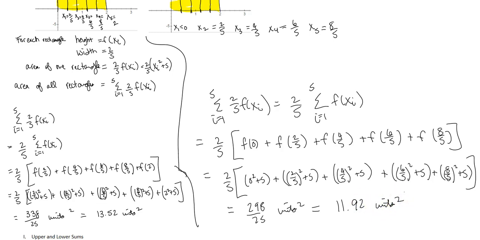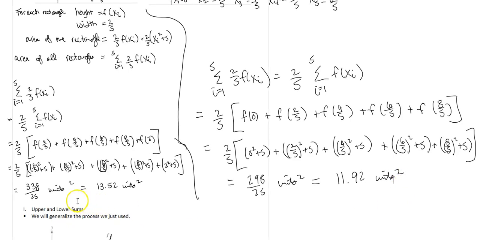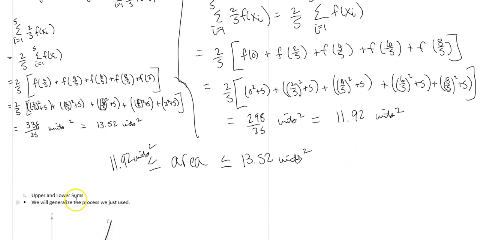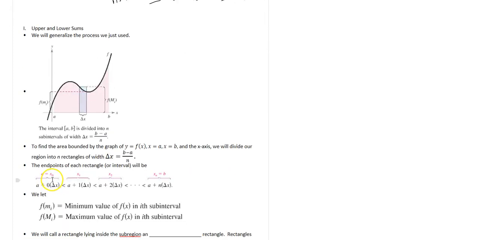Now the reason why I went ahead and put this in decimal form is so that you can actually compare it. Okay, so this is saying that the actual area of the shape is between 11.92 units squared and 13.52 units squared. So it gives us a range for the area, but not the exact area. So what we've actually found here on the left is a lower sum for the area, and on the right is an upper sum. So if we want to generalize this idea of upper and lower sums, this is basically how we would do it.